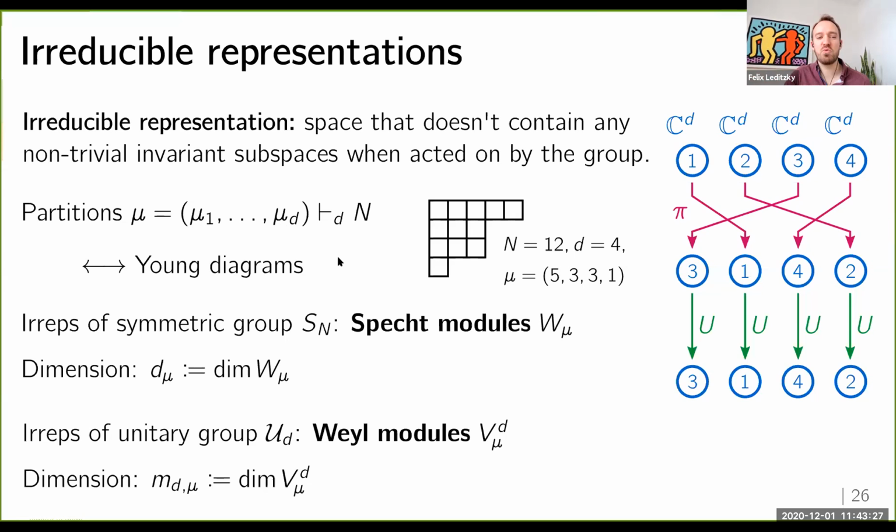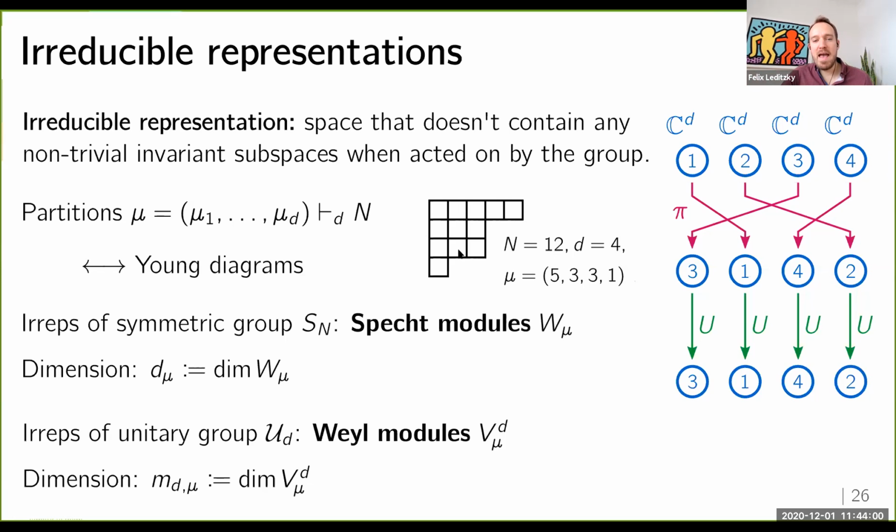And there's a nice way to graphically relate partitions to so-called Young diagrams, for which you just take n boxes and you assemble them such that the length of the ith row is equal to mu_i. Okay, so if, for example, I have a partition of the integer 12 into 4 parts, one possible partition is 5, 3, 3, 1, and then I take 12 boxes and I arrange them such that the first row has 5, second and third row have 3, and the last row has 1 box.